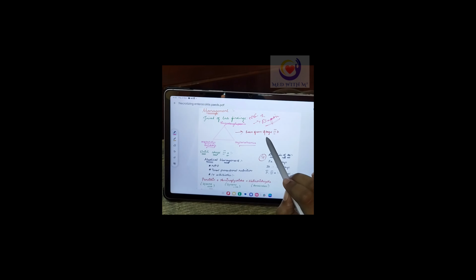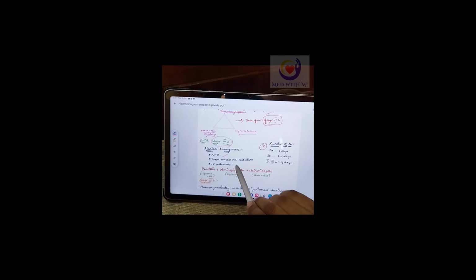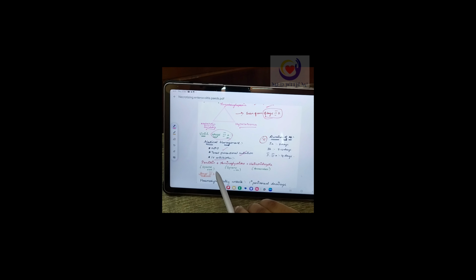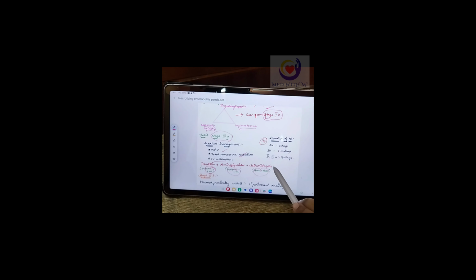Up to stage 3A, medical management is more than enough: nil per oral, total parenteral nutrition, and IV antibiotics. The antibiotics cover gram positive, gram negative and anaerobes: penicillin, aminoglycoside, metronidazole. The duration of antibiotics: 1A will be given for 3 days. This is a mild condition. 1B will be given for 7 to 10 days; we consider it moderate. Stage 2 and 3A are severe conditions, so we should give antibiotics for 14 days.